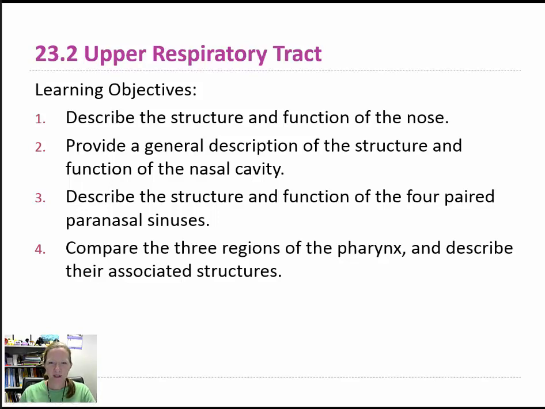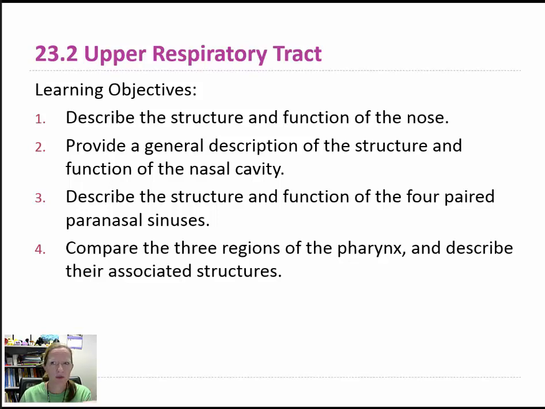Hi everyone. So let's go ahead and take a look at section 2 of chapter 23. This is looking at the upper respiratory tract. Remember in the last section, we looked at how the respiratory system can be divided into either a functional or a structural organization. The structural organization, I broke up into the upper respiratory tract and the lower respiratory tract. So this one we're looking at the upper respiratory tract.